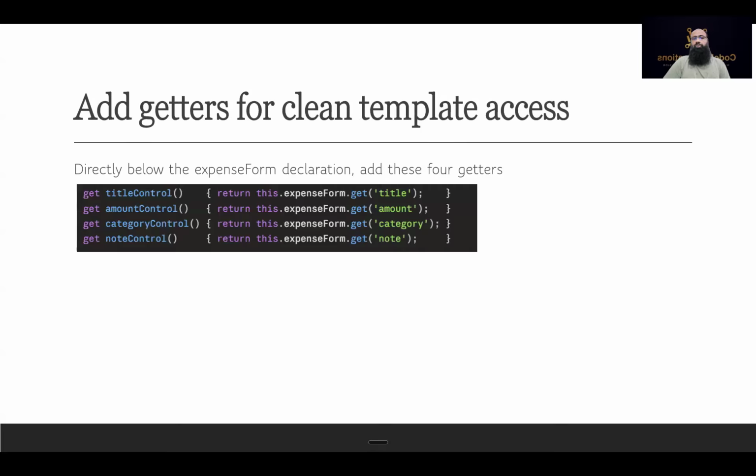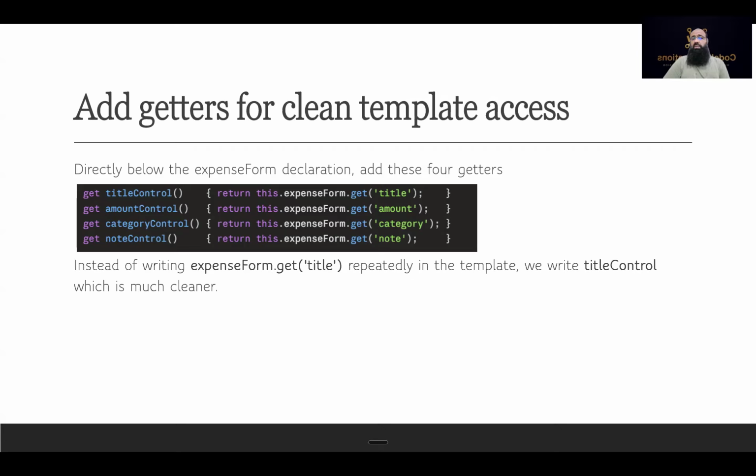Then we need to add one more thing. We are going to add getters for clean template access. I'll quickly show you why. We have to add these get functions below our code. And why? What's the reason? We could have directly used expenseForm.get('title') repeatedly in our templates. But this is cleaner, because when we use it within the template, we just have to use the title control and we can get that value. Or if we need to change anything, we just need to change it within our code.